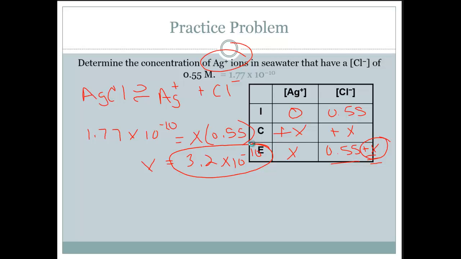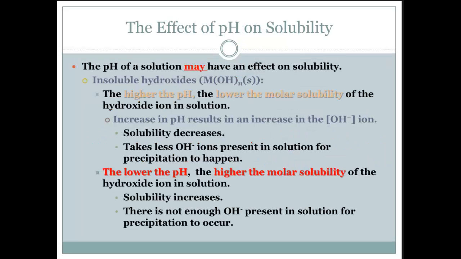Alright, so let's change gears a little bit and start talking about pH. The pH of a solution may have an effect on the solubility. For instance, if it's an insoluble hydroxide, the higher the pH, the lower the molar solubility. Remember that the increase in pH results in an increase of hydroxide ions there to begin with. Therefore, the solubility ends up decreasing. It takes fewer hydroxide ions present in solution for the precipitation to happen. You need fewer hydroxide, so the solubility decreases.